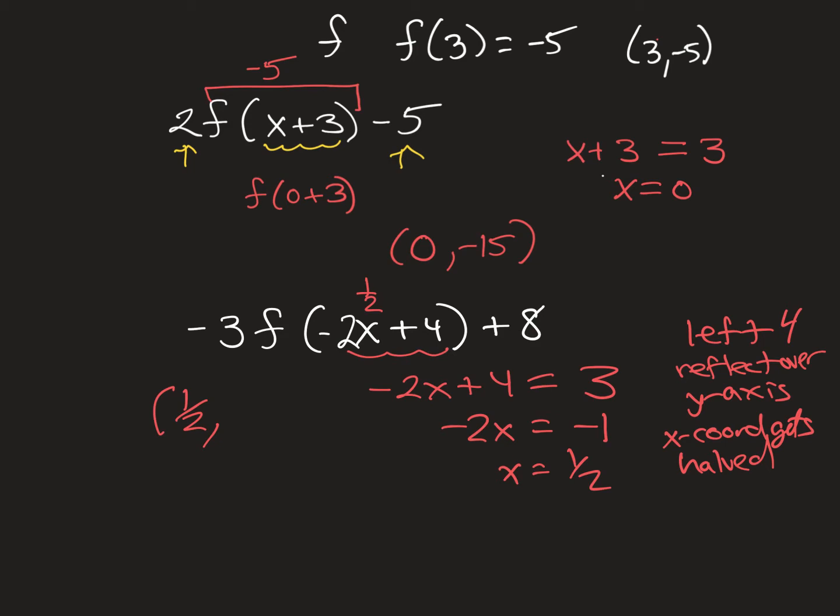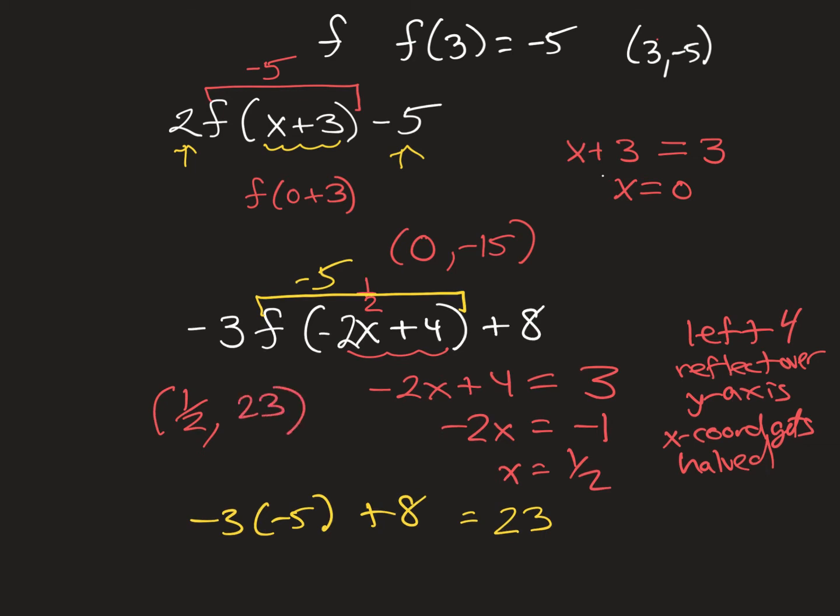Now for the y coordinate. Well, it follows the order of operations, because coming out of the f function will be negative 5, my original y coordinate. I'm going to multiply that by negative 3 and add 8. So it's going to be 15 plus 8, which is going to be 23. So my new point is (1/2, 23).